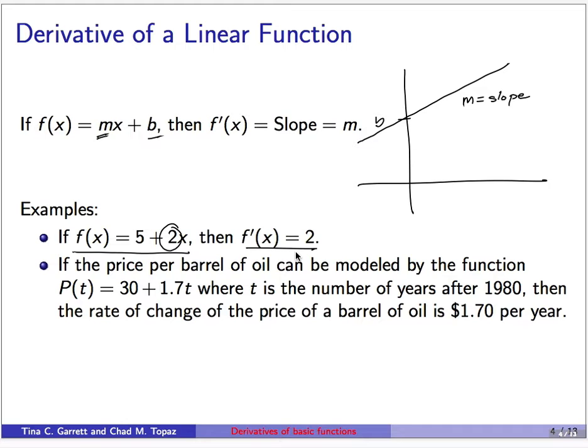Similarly, if you have modeled the price per barrel of oil at year t, and you have that price is 30 plus 1.7t, where t is the number of years after 1980, then the rate of change of price, or the derivative of price, is going to be just the coefficient of t. So we'll have p prime of t equal 1.7 in this case.